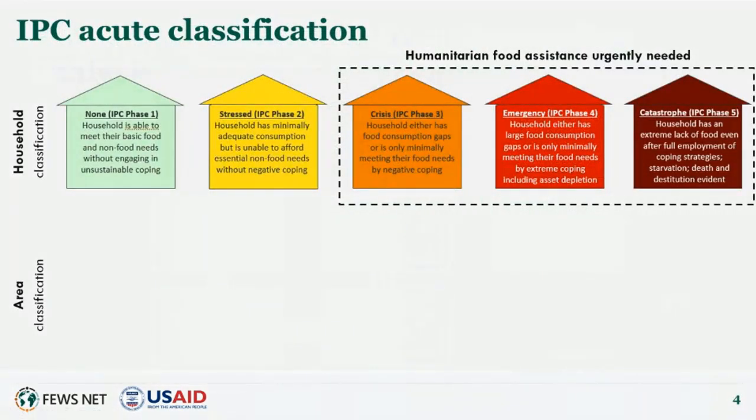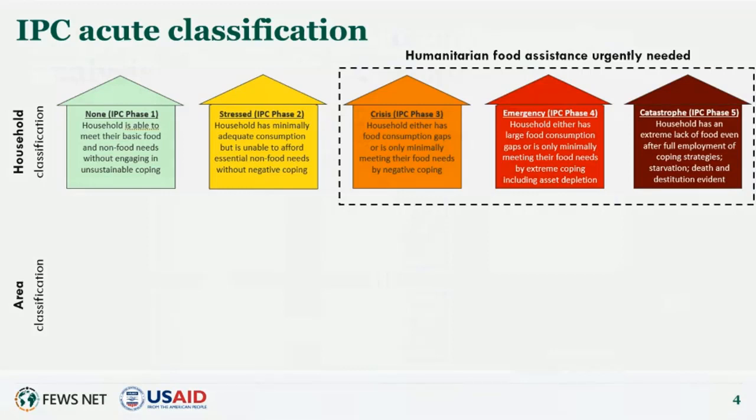And for classifying acute food insecurity outcomes, FuseNet uses the globally recognized IPC scale. And here you can see the household level definitions of the scale's 5 phases, which increase in severity from phase 1, called none at the household level, where households are able to meet their essential food and non-food needs, to phase 5, catastrophe, at the household level, where households are facing wide food consumption gaps that are associated with starvation and death. But it is not just in phase 5 when households require urgent intervention.